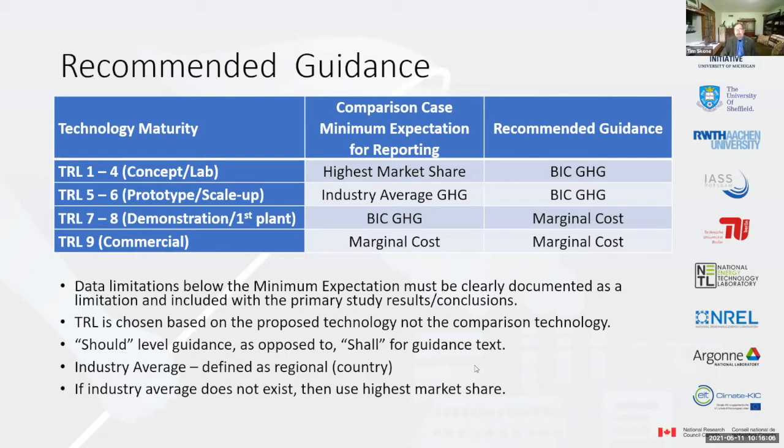A few points. Data limitations below the minimum expectation must be clearly documented as a limitation and included with the primary study results and conclusions. The technology readiness level is chosen based on the proposed technology, not the comparison technology, something to keep in mind. The guidance is should level guidance as opposed to shall for the guidance text. For those that are familiar, should is recommended, shall means that you must do something in a certain way.